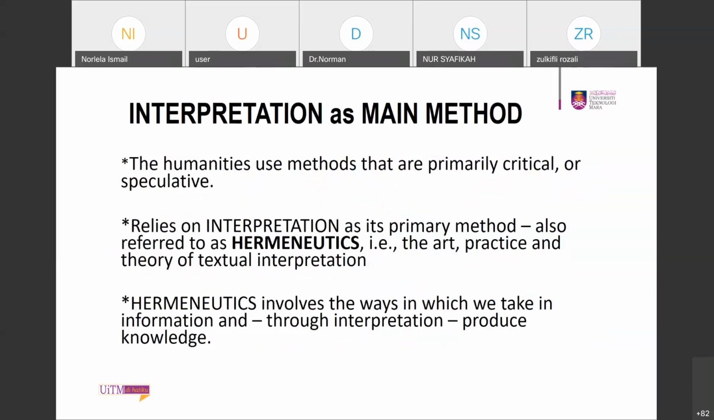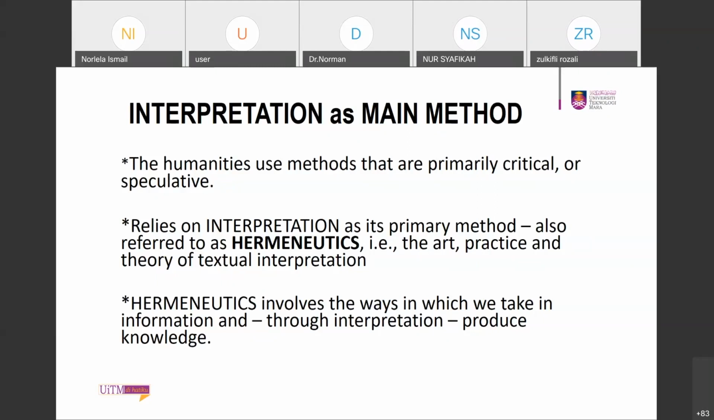So the next one is the methods used in the humanities. Basically, the primary one is, of course, interpretation. Interpretation is very important. It deals with whether the studies or research deal with texts or artworks or any forms of a phenomena. Even to a certain extent, the social sciences also employ this interpretation as a method.